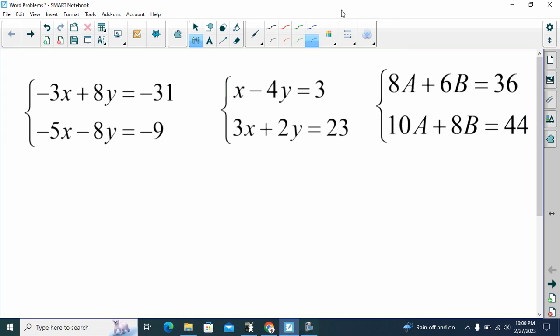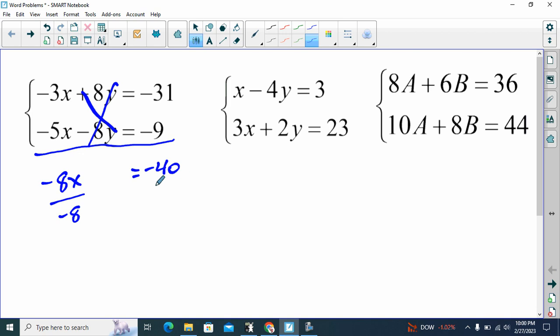On our first problem, hopefully we recognized that the 8y minus 8y right here cancels out. So I can go ahead and add the equations together. I don't need to multiply the equations by anything. And I get negative 8x equals negative 40. Dividing both sides by negative 8 gives me x equals 5.